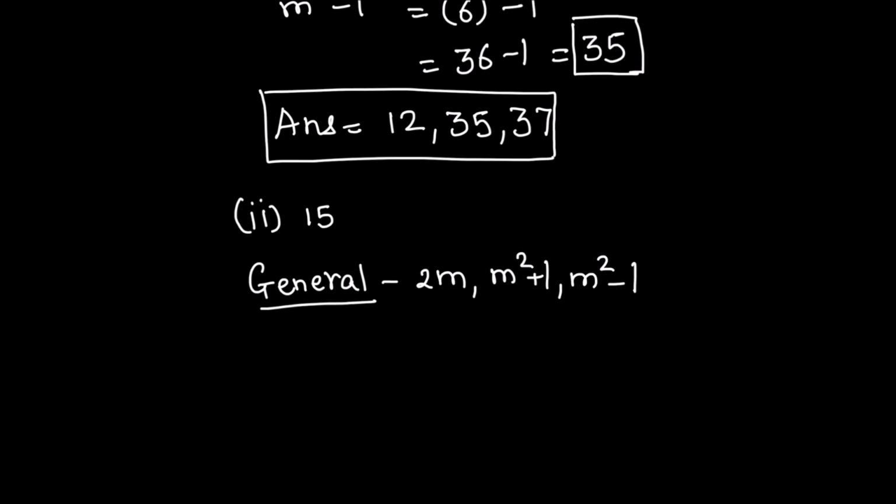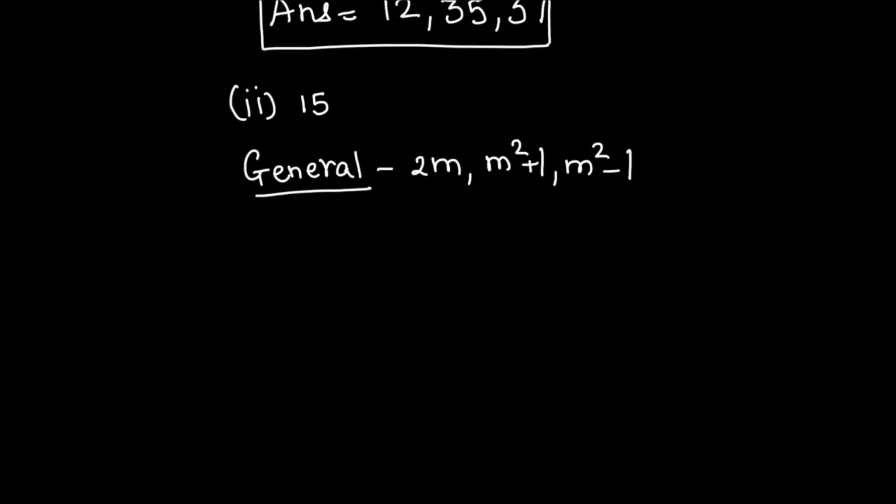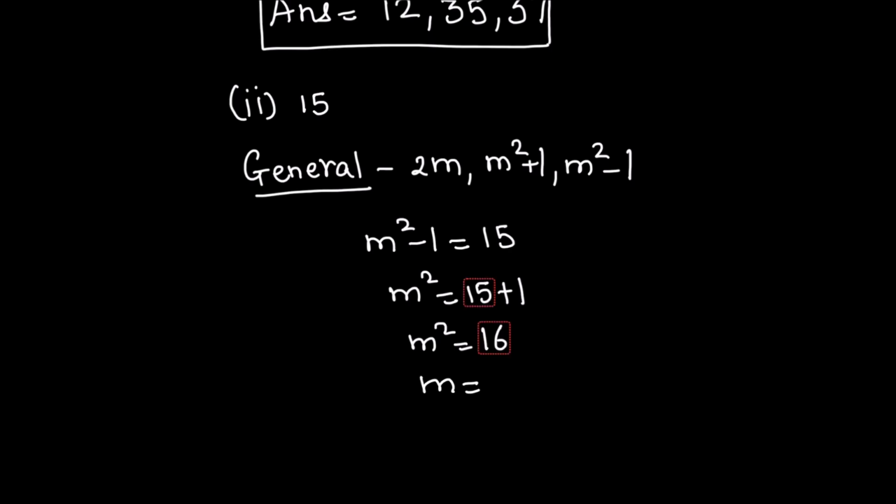Out of the three Pythagorean triplets, we have been given one of the numbers, which is 15. As 15 is an odd number, if we make 2m equals 15, we'll get a decimal number or a fraction. If we equate m square minus 1 equal to 15, then our calculation will be easy and we will not get a decimal number. So m square minus 1 equals 15 gives us m square equals 15 plus 1, or m square equals 16, or m equals 4.